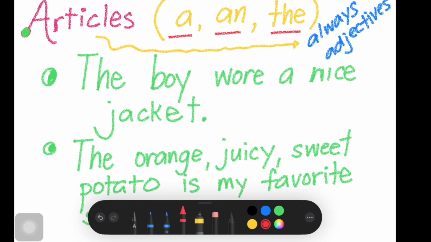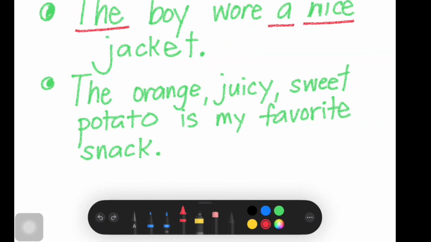So let's underline them. I see two articles in the first sentence. We have the and a. Okay. And then there's another adjective here, which is nice. And nice describes the jacket, which is our noun here. So nice tells you what kind. In looking for an adjective, it answers the question what kind, right? What kind of jacket? It's a nice jacket.